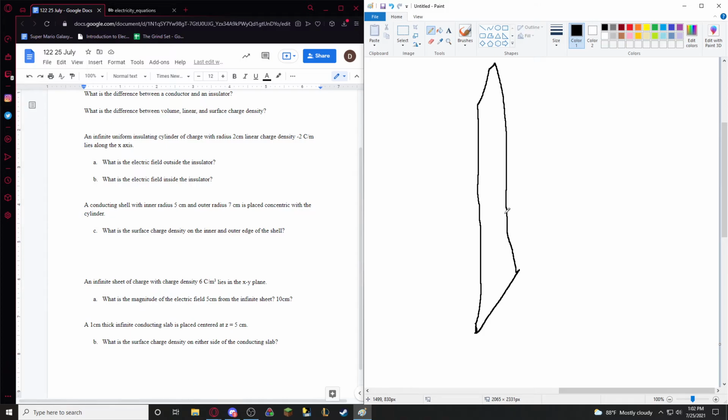And so we know the infinite sheet has a surface charge density of 6 coulombs per meter, but numbers don't really matter. Okay. So what would the magnitude of our electric field be 5 centimeters away from the infinite sheet, like right here? And what about 10 centimeters?